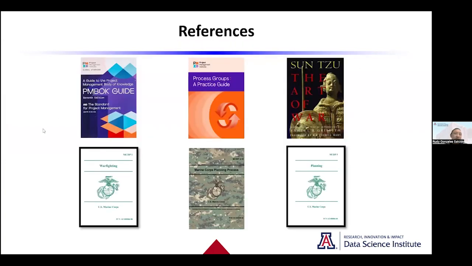So here's some of my references. The Project Management Institute, they have some very good references, and here I'm using the Project Management Body of Knowledge, 7th edition. That's the most updated version. The Process Groups Practice Guide, Sun Tzu, The Art of War, and then I have some Marine Corps doctrinal pubs, two of them, and a warfighting publication.